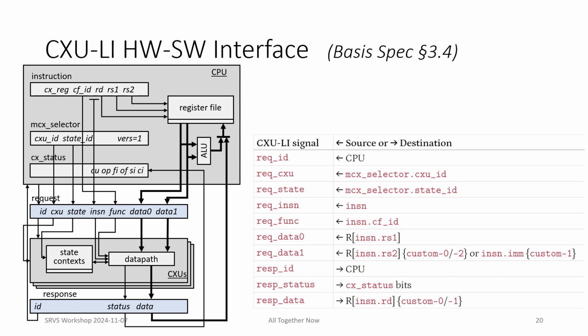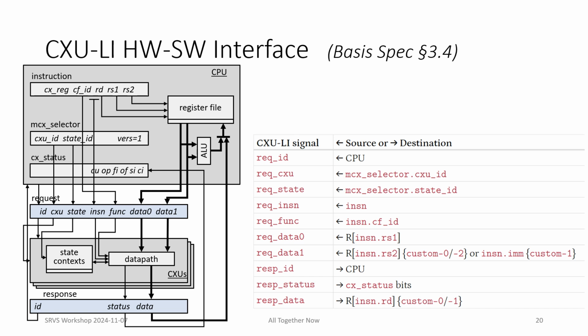Recalling the custom extension multiplexing figure we discussed earlier, let's consider how that translates into the signals of CXU-LI. Reviewing the request and response ports in the table on the right, request ID is just a sequence number provided by the CPU. Request CXU and state are subfields of the MCX selector CSR. Request instruction and func come from the instruction.